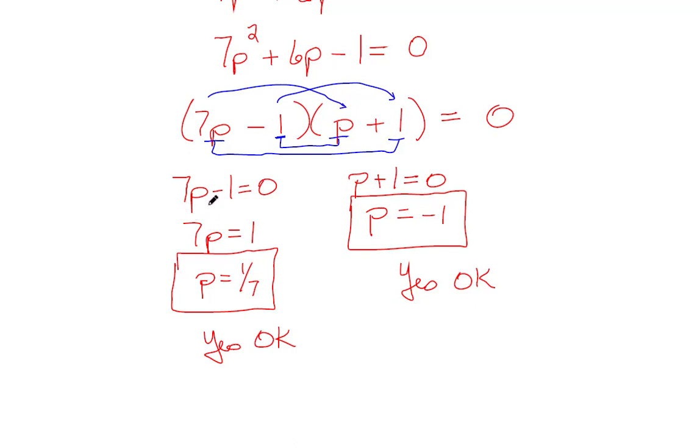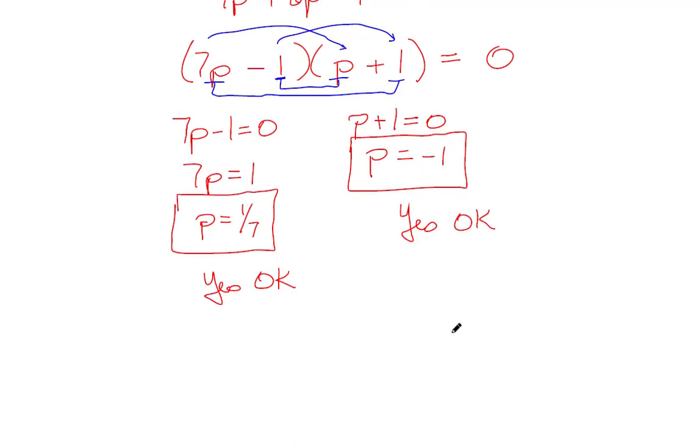So let's see. I'm going to solve the first part, move the 1, divide by 7. And here I move the plus 1, making it a minus 1. And so we get two answers. Now both of these are good because the only bad answer was p equals 0. So in this case we get two solutions.